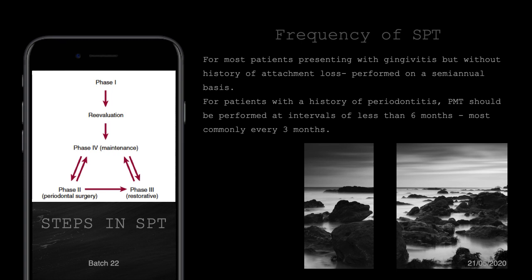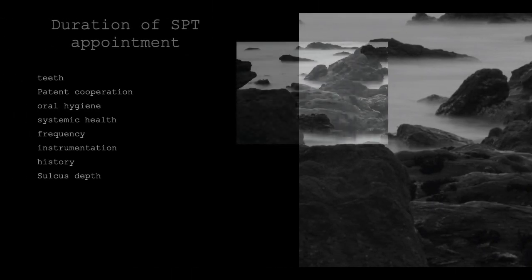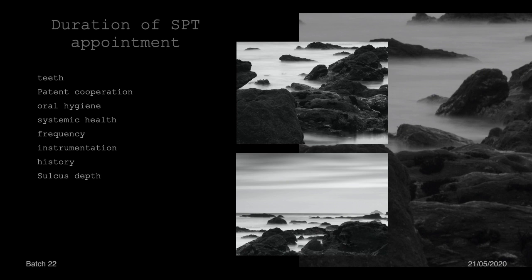After the restorative phase, again we have to put the patient in maintenance therapy. So it is a continuous process. After each and every step of periodontal therapy, we are going to keep one maintenance phase. So all the other phases of periodontal therapy after phase 1 will be done during the maintenance phase, right? So what is the duration of appointment for supportive periodontal therapy?